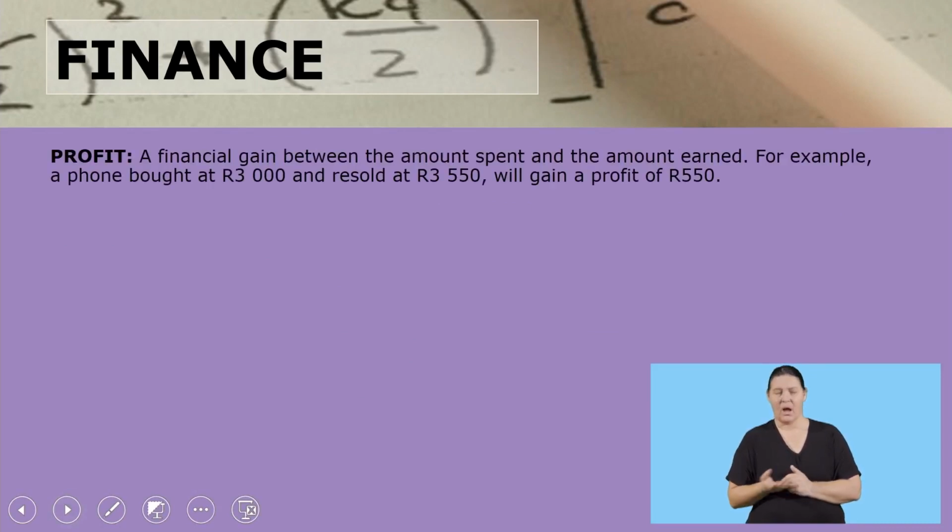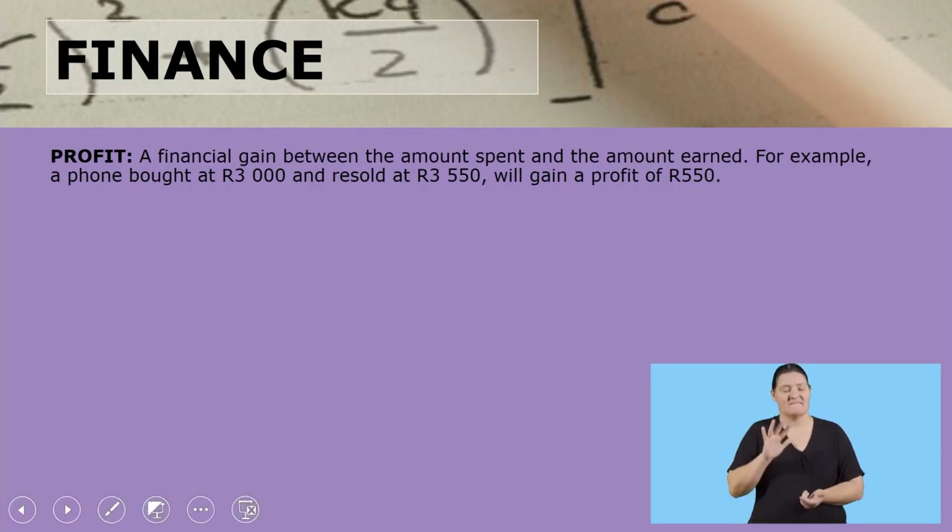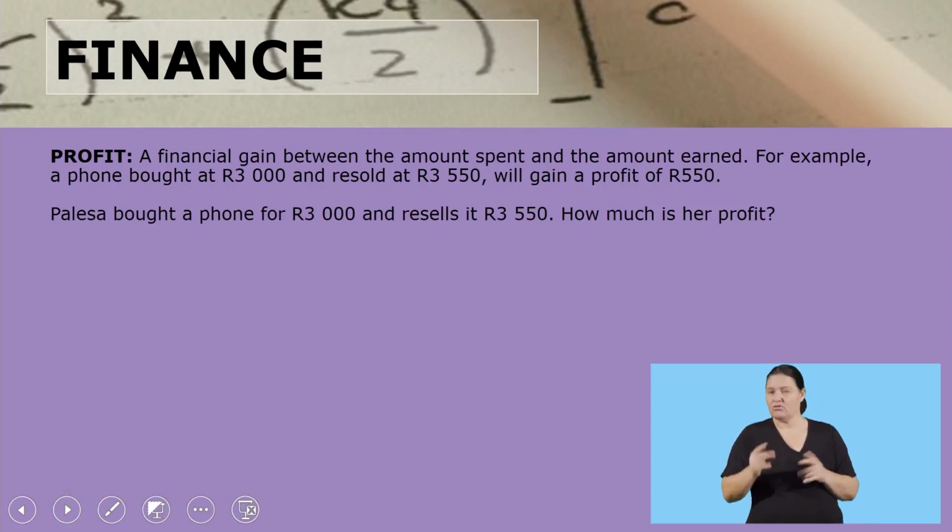What about profit? So a profit is a financial gain between the amount spent and the amount earned. For example, a phone bought at 3,000 rands and resold at 3,550 rands will gain a profit of 550. So let's see how we calculate that profit.